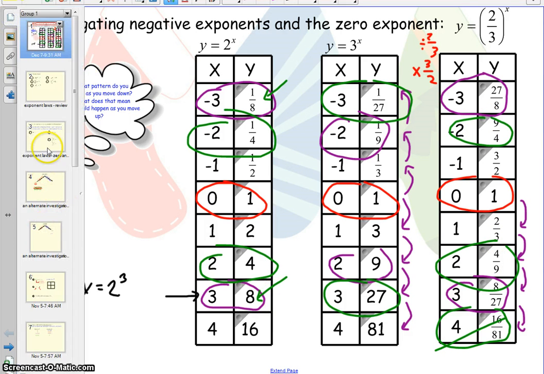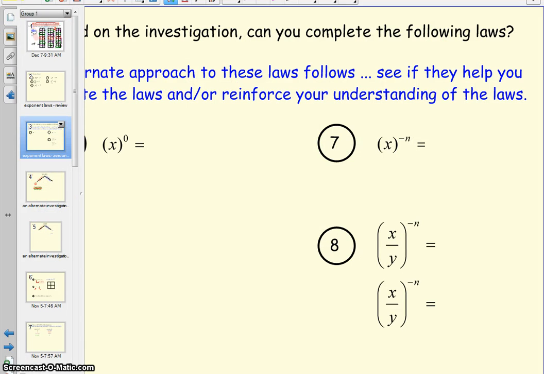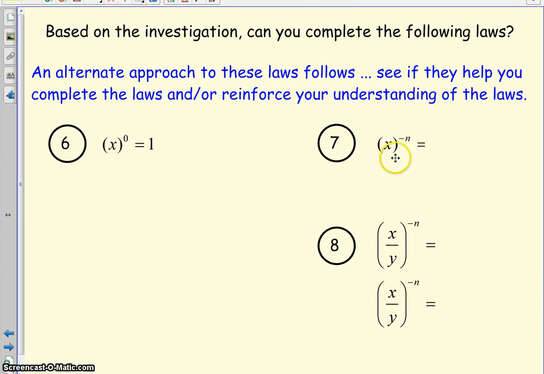So what we can actually summarize then is that x to the negative n is going to be equal to 1 over x to the exponent n. So what this would mean, for example, let's say you have 4 to the negative 5. This would be equal to 1 over 4 to the positive 5.